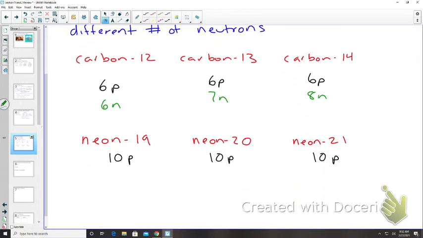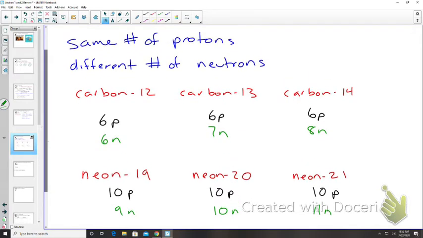So our mass number is 19, our atomic number is 10. 19 minus 10 is 9 neutrons. 20 minus 10 is 10 neutrons. And then 21 minus 10 is 11 neutrons. Okay? So again, an isotope, same amount of protons, different number of neutrons. Okay? Make sure you guys know what an isotope is. Any questions regarding isotopes? All good? Great.